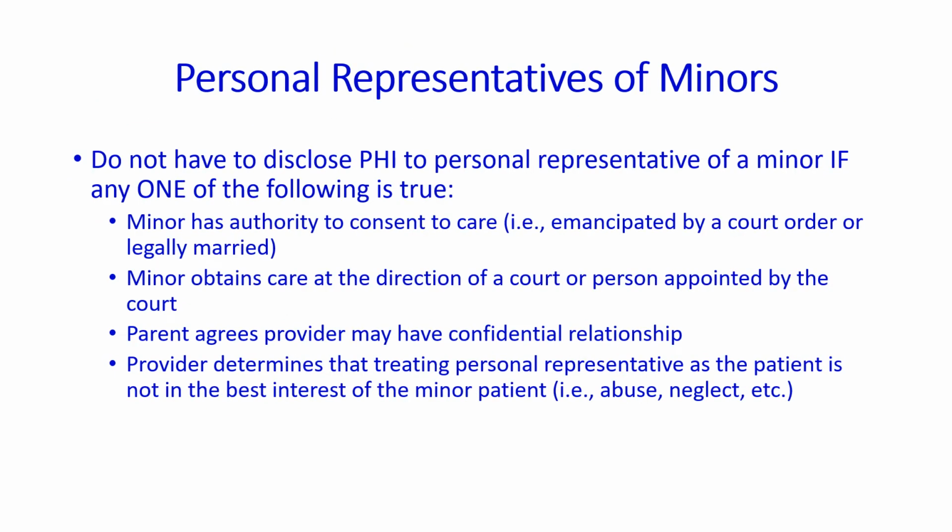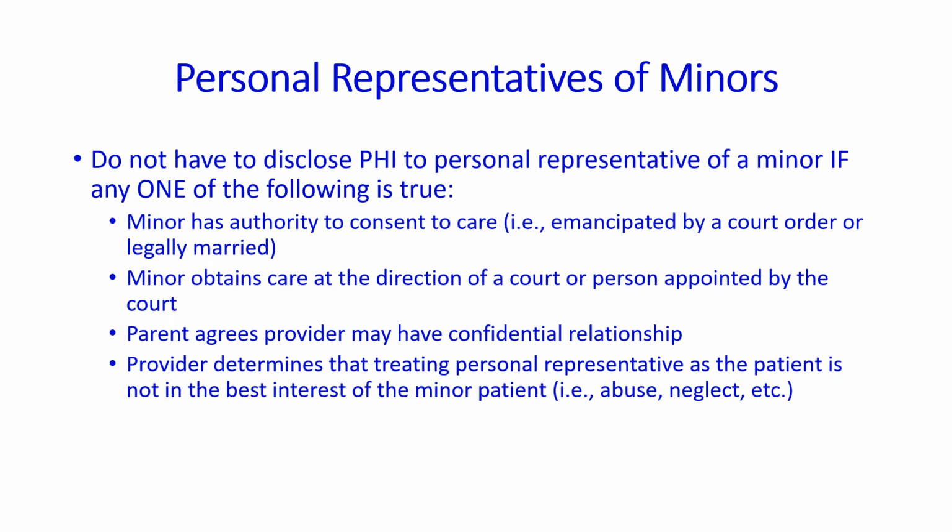Minors also have personal representatives, typically their parents, guardians, or court-appointed foster parents. In some circumstances, a minor may also serve as his or her own personal representative. The following circumstances are examples of when that is possible. The minor is either married or has been emancipated by court order. If the latter, please obtain a copy of the emancipation order and place it in the minor's medical record.